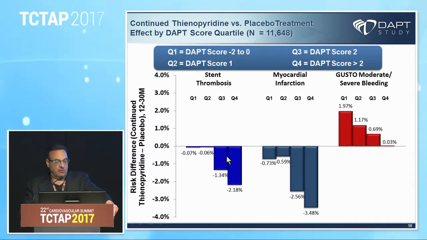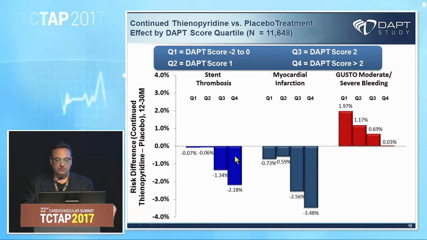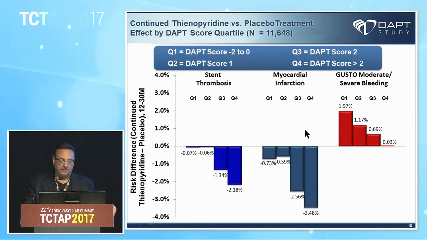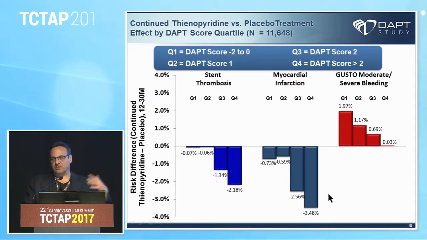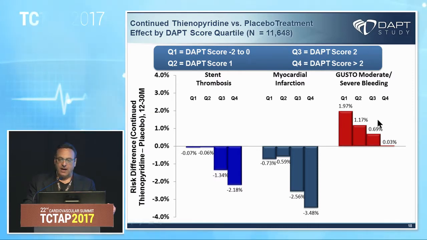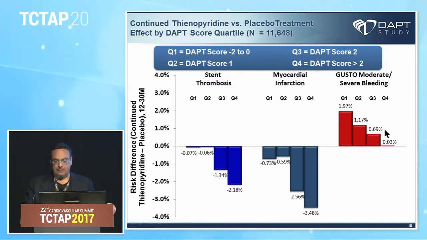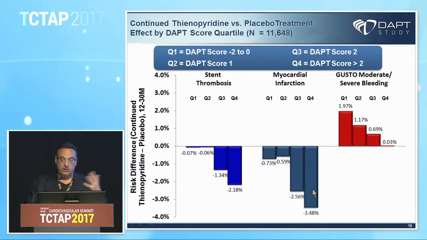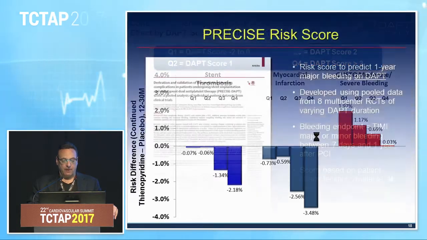Significant reductions in stent thrombosis by extending DAPT in the patients with DAPT scores of 2 or greater. Even more significant reductions in myocardial infarction by extending DAPT in patients with DAPT scores that are 2 or greater. And if you're worried about the bleeding, well, in the highest 2 quartiles, again, of the DAPT score, very little excess of bleeding whatsoever. So it seems fairly clear, based on these data, that this is an approach that we can use for many of our patients.